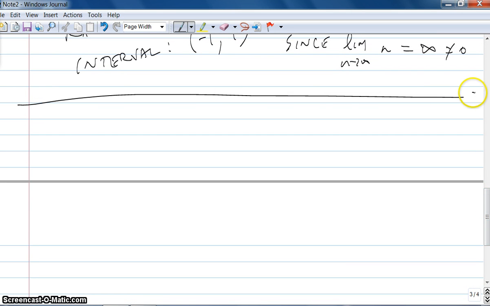Okay. Let's do another one, number 5. Number 5 is the series of x to the n over 2n minus 1, n equals 1 to infinity. This is a good problem to do.